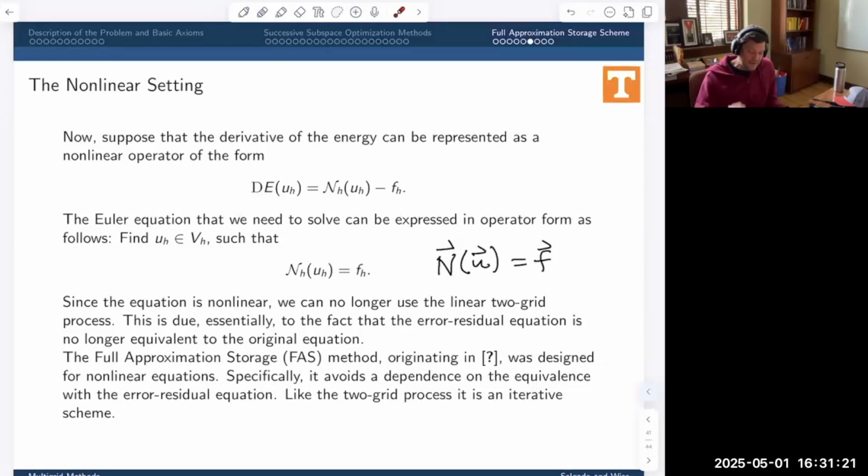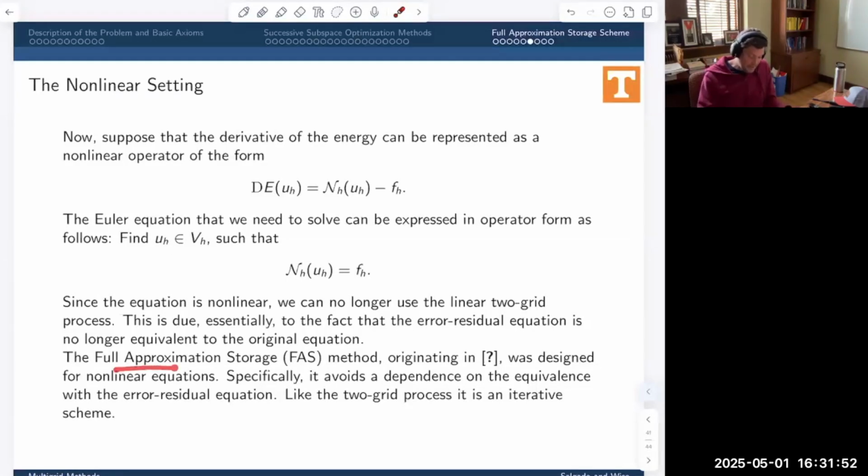But we want something which is going to be a little bit easier to analyze, to put it one way. So the equation we get from, let's suppose, an energy gives us this nonlinear operator when we take the derivative, and therefore a nonlinear equation on a finite element space. Okay, so we have to solve this nonlinear system of equations on the finite element space. And how do we do that?